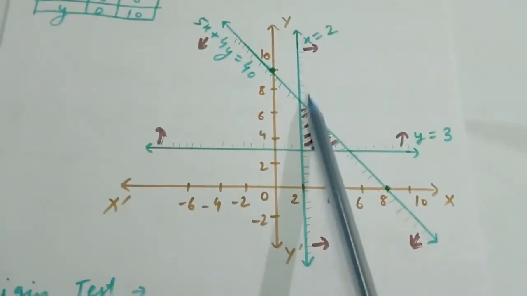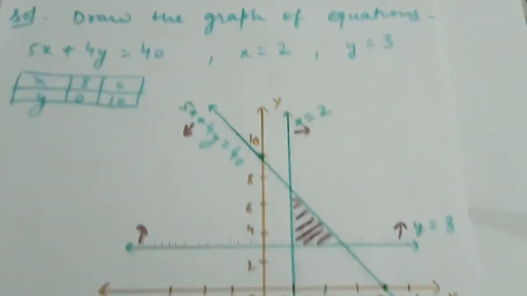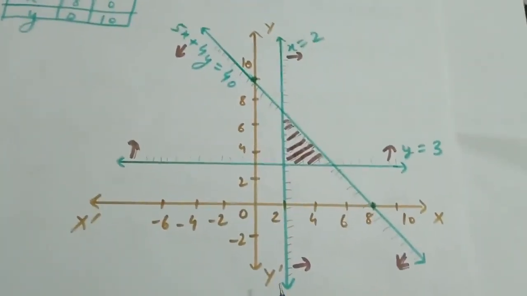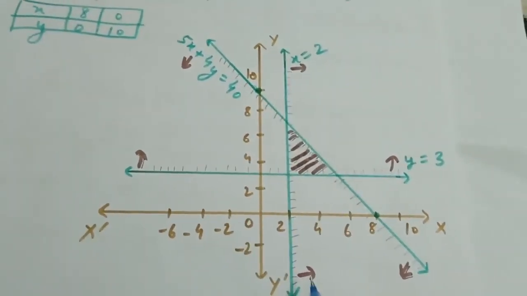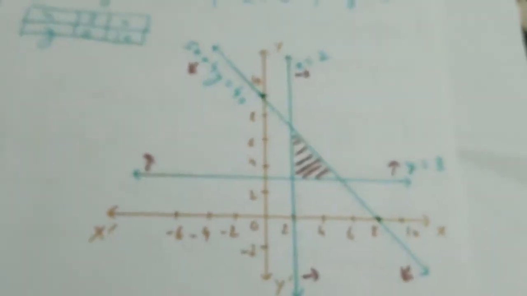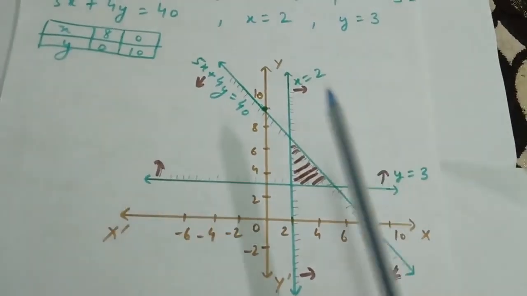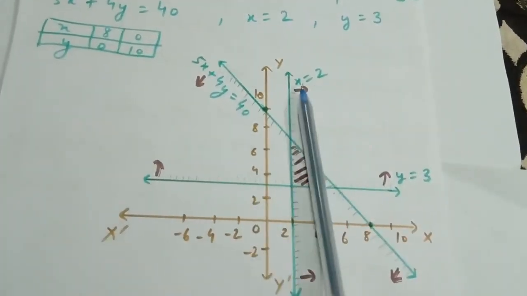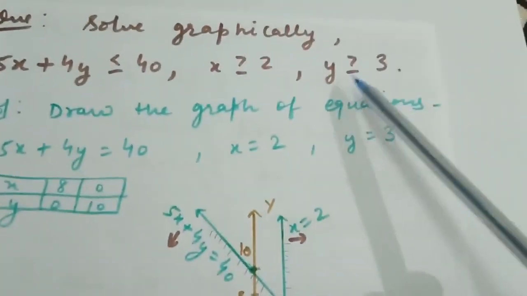So the solution of the inequality x is greater than or equal to 2 will lie away from the origin. So draw the arrow here, which represents that the solution of this line lies on this side. Now next is y is greater than or equal to 3.